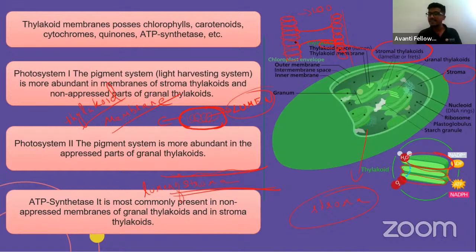And connecting these coin-like piles is called as what? Stroma lamella. Stroma lamella is different and stroma is different. That's why I want you to have clarity about it. Stroma is different. Stroma is the whole space. Stroma lamella is a bridge between the two grana-like structures.